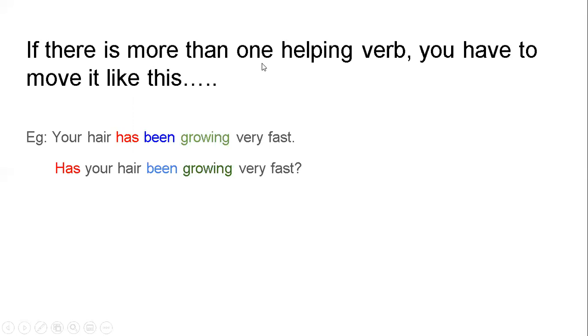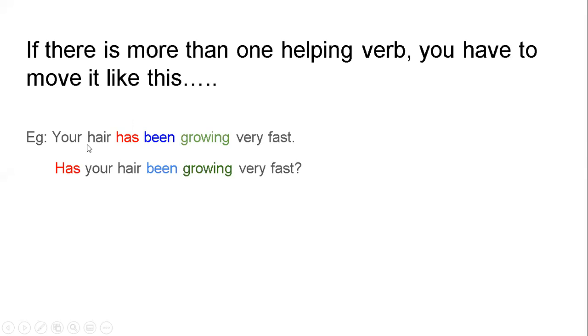If there is more than one verb, you have to move it like this. Now it's getting a little harder, so pay careful attention and get this right. For example, your hair has been growing very fast. I've used different colors so that you find it easier to understand what's going on here as I'm explaining it. Your hair has been growing very fast.